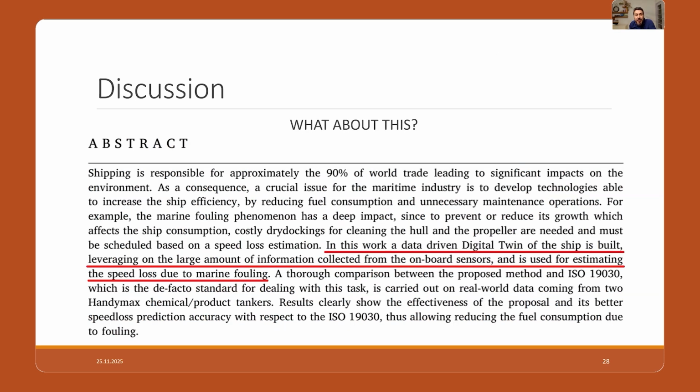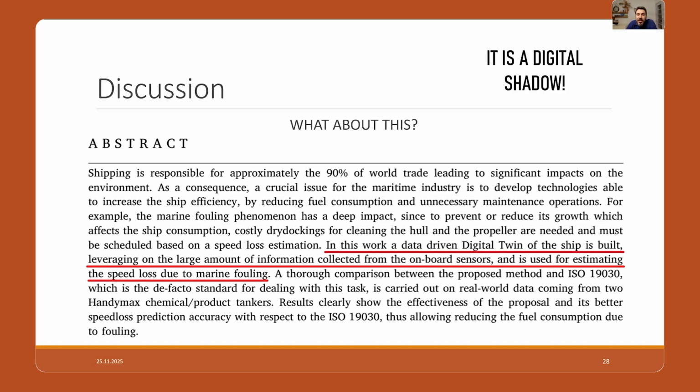Shipping is responsible for approximately 90% of world trade, leading to significant impacts on the environment. As a consequence, a crucial issue for the maritime industry is to develop technologies able to increase the... So yeah, 55% have voted for the digital shadow. About half voted for the other. This is actually a digital shadow.